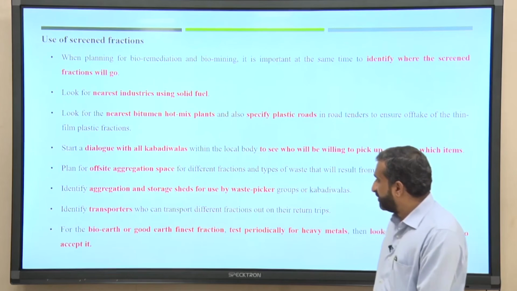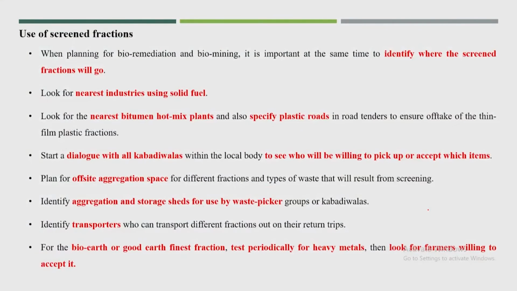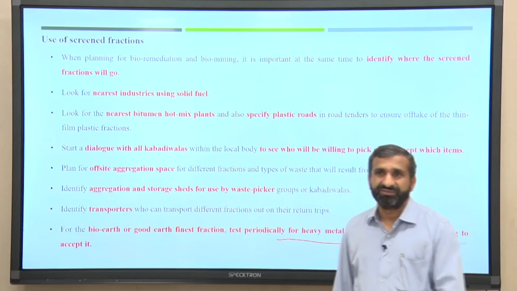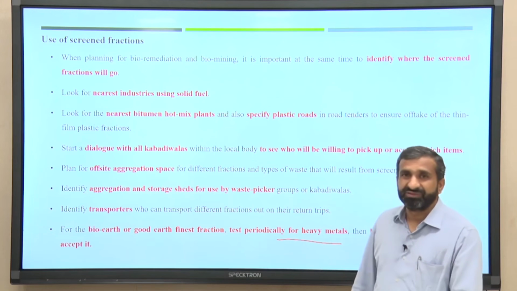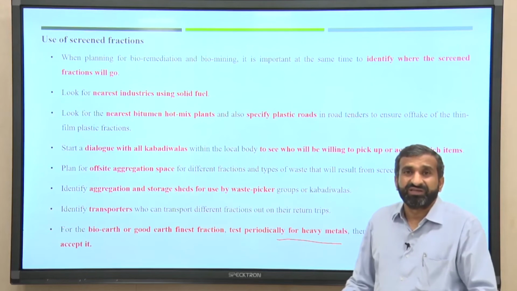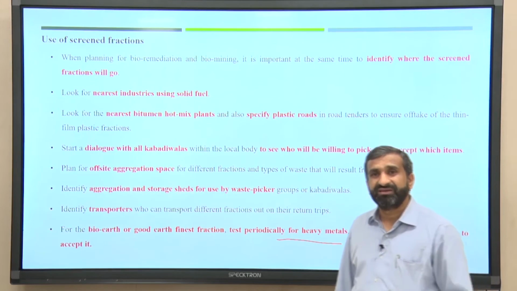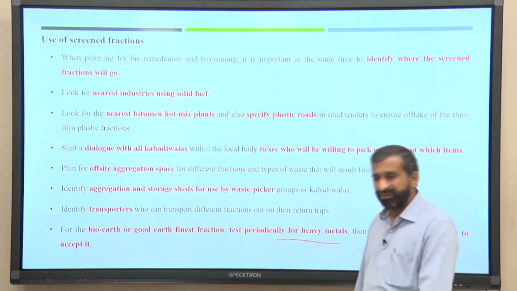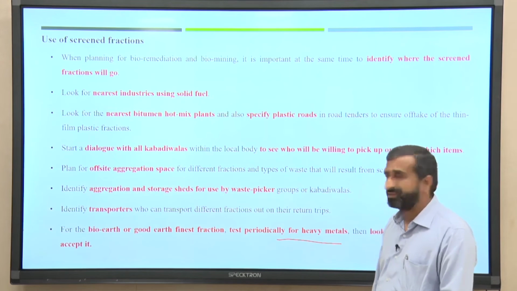For the bio earth or good earth fine fractions, test periodically for heavy metal. This is the important one. Whatever I was talking about the organic fraction, that 4 to 6 mm, test it periodically for heavy metals. Why? Because if you do not find much heavy metal in that, try to find some farmers who will be willing to accept it. But I personally believe that farmers won't show that kind of willingness. At least for horticulture purposes you can use such material, but check for heavy metals, as it may have a lot of metal percentage in it.